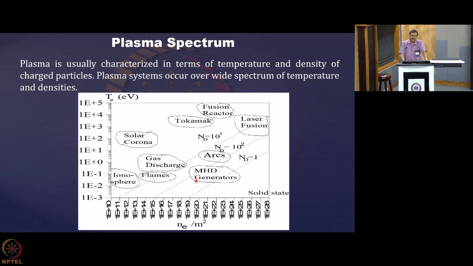One thing you should know is that when you are dealing with arcs, the number density is of the order of 10 to the 23, 10 to the 24 per meter cube. The density is quite high mainly because arcs are generated at atmospheric pressure. But glow discharge plasmas are usually at low pressure, so the density is less, of the order of 10 to the 17, 10 to the 18, which is very common.